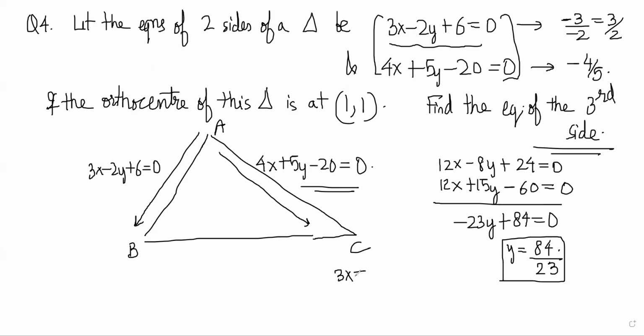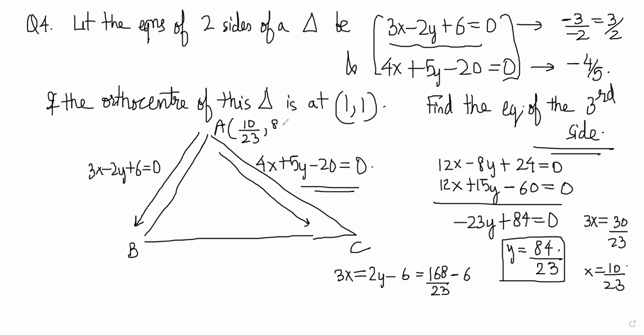So 3x is equal to 2y minus 6. So that will be 168 by 23, 2 times y, minus 6. So 23 times 6 is 138, I think. Right, 138. So therefore you're getting 3x is equal to 168 minus 138. So 30 by 23 and x is equal to 10 by 23, right? So my point A is 10 by 23, comma 84 by 23, right? And the orthocenter is given as 1, comma 1.